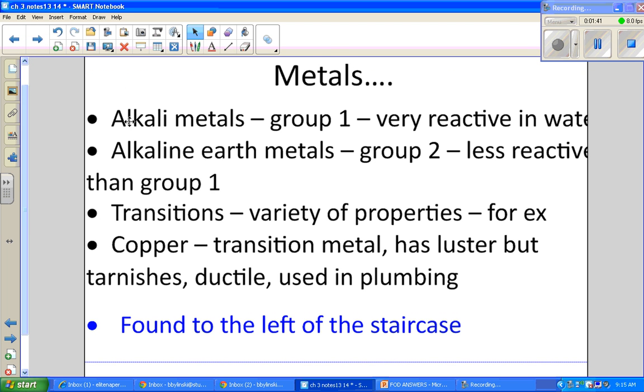Okay, so the first group are called alkali metals. This is group one. What's common about them is that they are very reactive in water. Alkaline earth metals are the next group over, group two, a little bit less reactive. Transitions are a big chunk in the middle, very common elements like copper. You can see it has luster, but it tarnishes, is ductile, it's used in plumbing. It's a lot of the elements that you're familiar with. And make sure you understand that the metals are found to the left of the staircase. It's a big group.